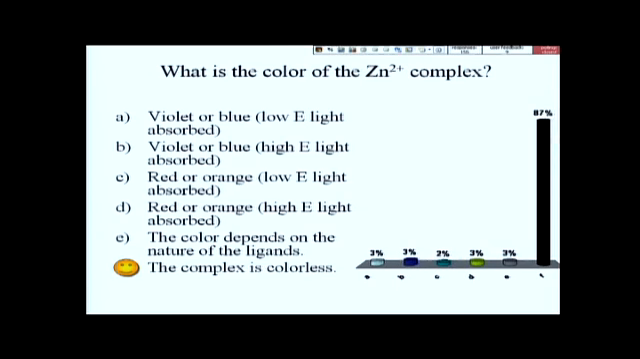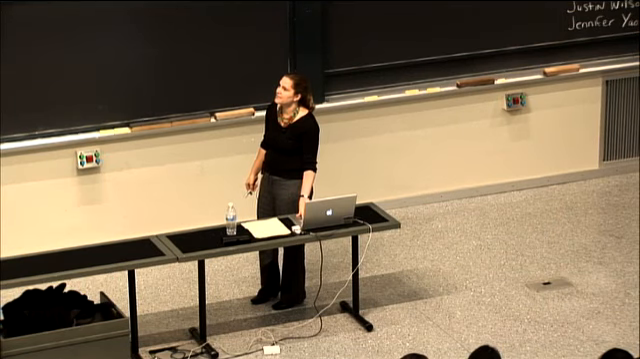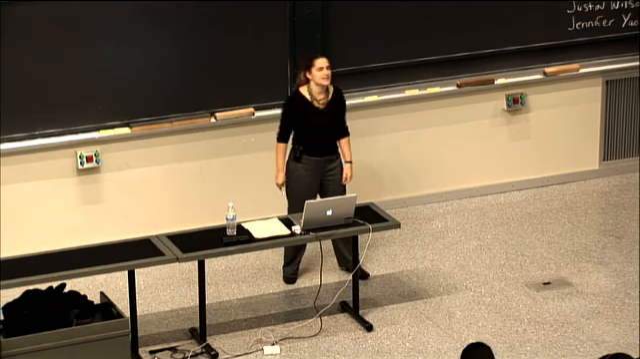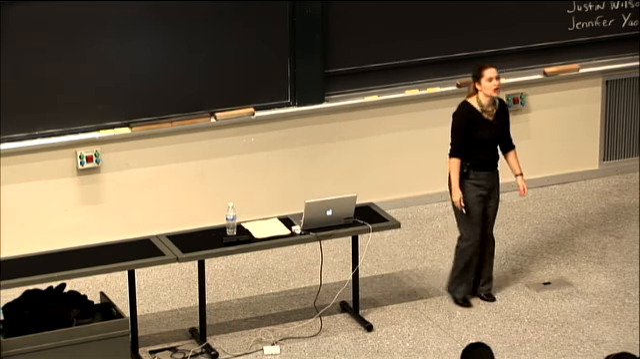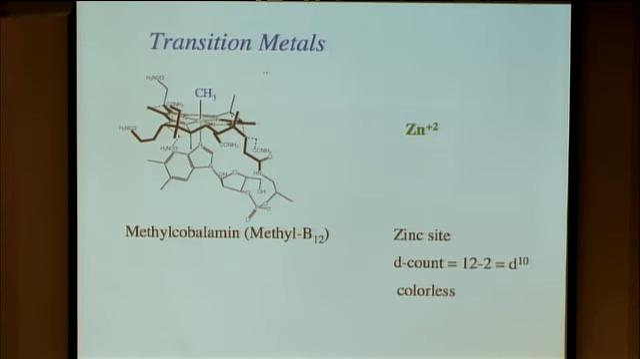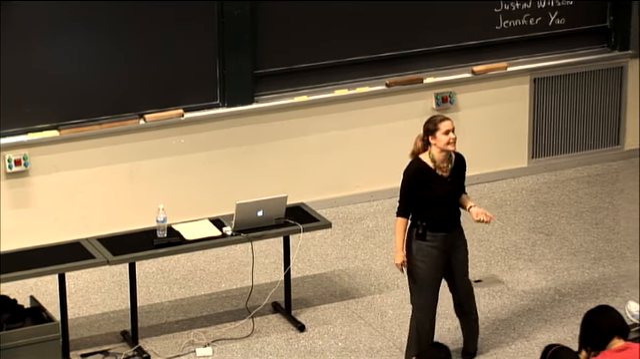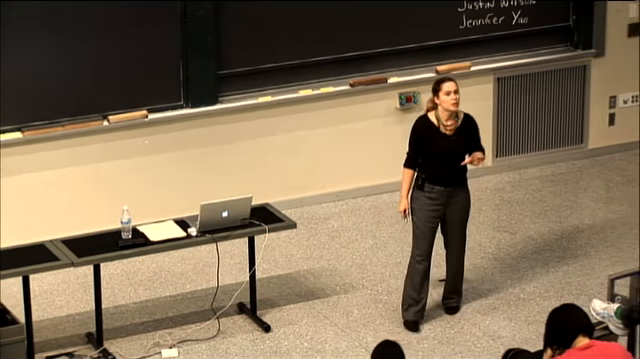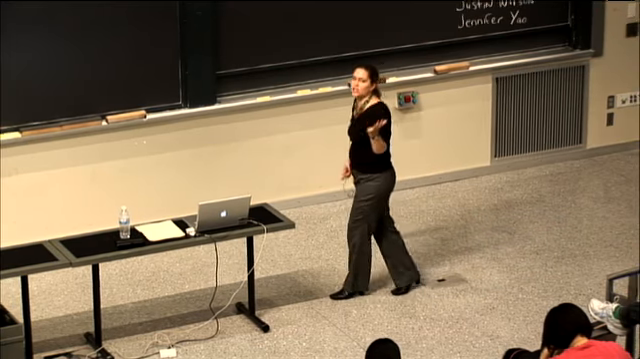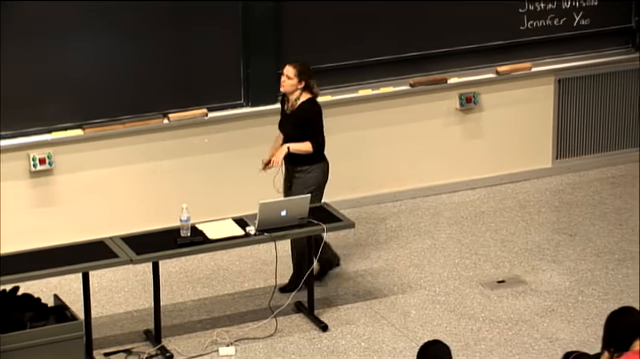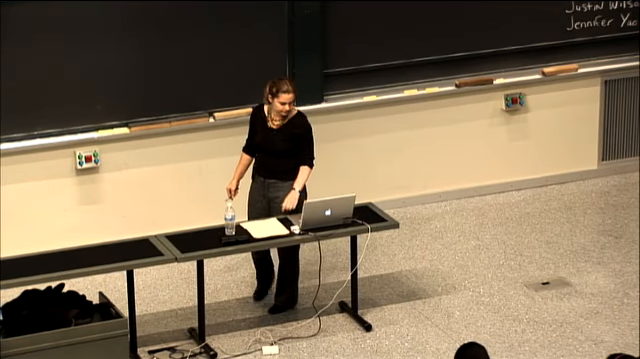So it would be colorless. All of the d orbitals are going to be full, and so there's no transition from one set of d orbitals to the other. So it would be a colorless compound. And that is, in fact, true. It took years and years of studying methionine synthase before people realized that it had a zinc in it. No one knew that there was a zinc because they couldn't see it. It didn't add a color, and so no one knew that a metal was there for a long time.